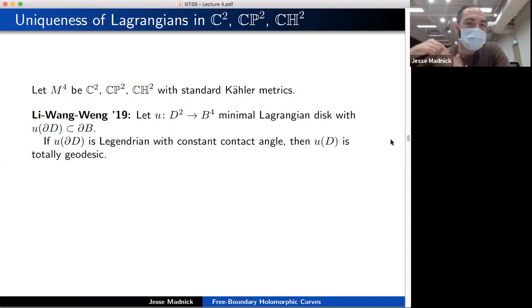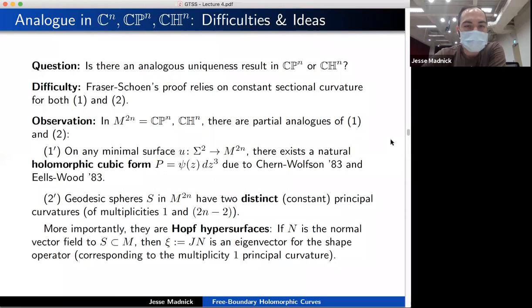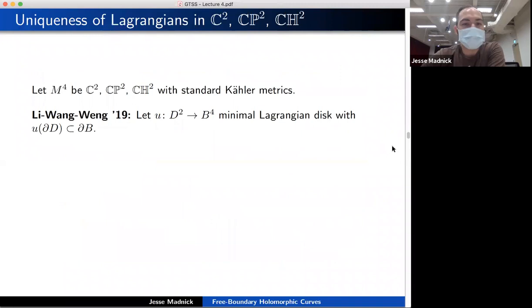Okay, but the boundary curve has to be Legendrian. And the Legendrian condition is very natural. It basically just means that your curve of intersection has to be orthogonal to psi. This is the Reeb vector field, for those of you who know your contact geometry.